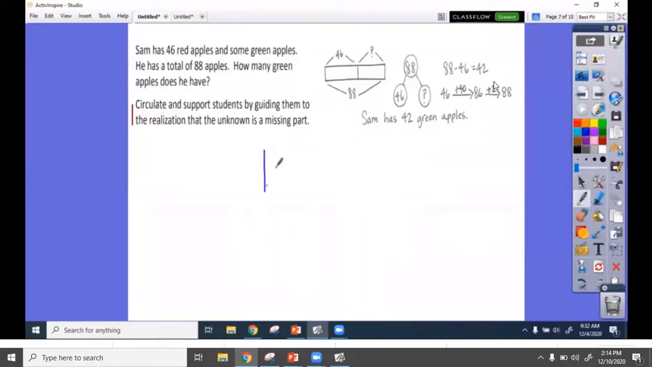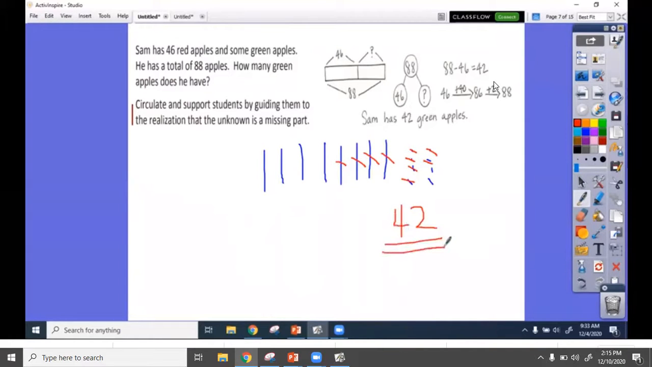You could even do 88 this way: 10, 20, 30, 40, 50, 60, 70, 80, 81, 82, 83, 84, 85, 86, 87, 88. And then I'm going to take away 46, 10, 20, 30, 40, 41, 42, 43, 44, 45, 46, which left me with 2 and 1, 2, 3, 4, and I still got 42. I chose a different way. I read the problem, I drew something out to show my thinking, and I wrote my answer.